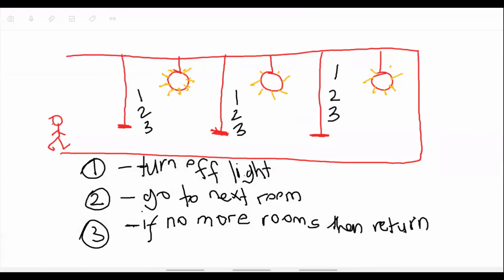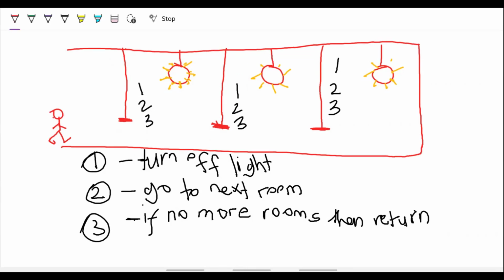I'll give another example over here. So let's say you have to turn off the lights of your house. Let's say there are 3 rooms and you start with the first room. To turn off the lights, there are 3 simple instructions that you have to follow. When you enter a room, the first instruction is you turn off the light, and then you go to the next room, and then if there are no more rooms left, then you return, right?